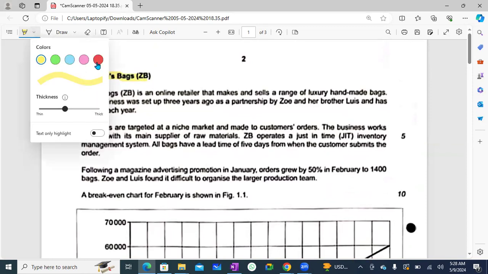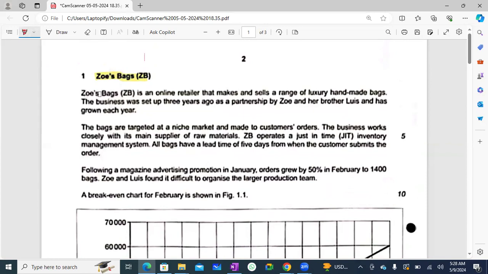Okay, and the case study is about that Zoe's Bags is an online retailer that makes and sells a range of luxury handmade bags. So we know there is very little operating cost for online retailers, almost zero operating cost, and they also make a different range of luxury handbags. And we also know one more thing, that all the handmade things we can sell for higher prices.